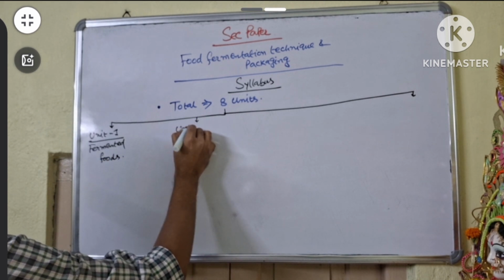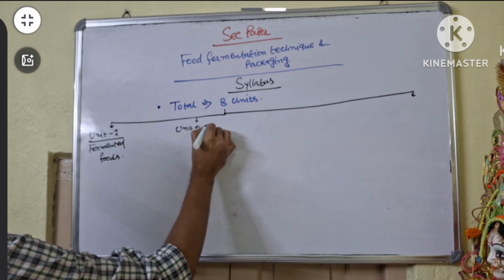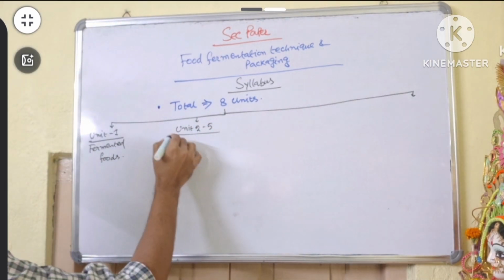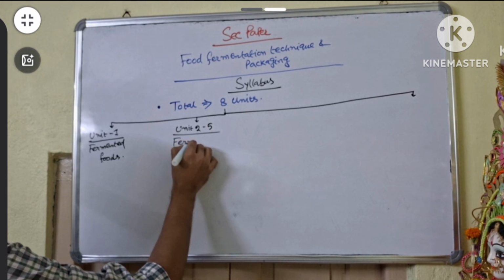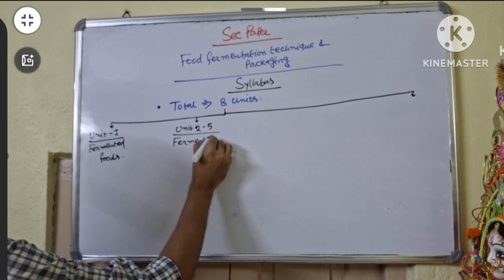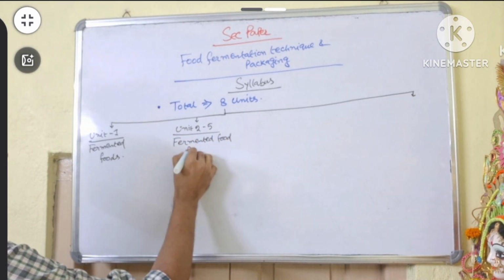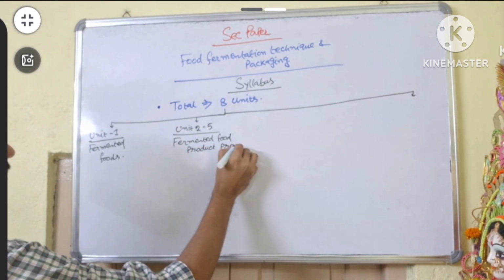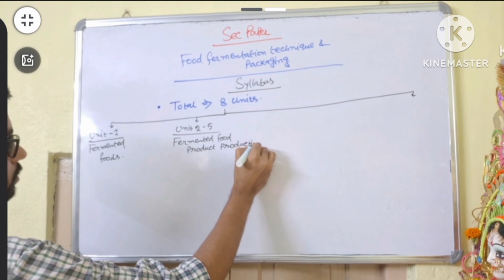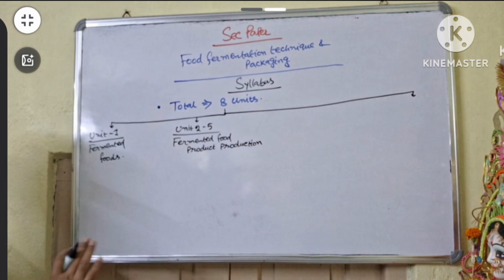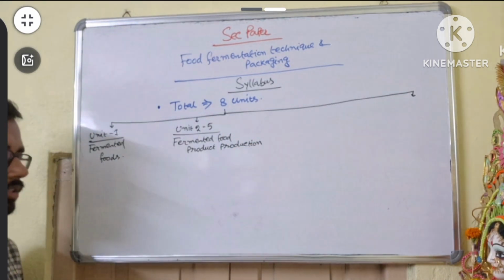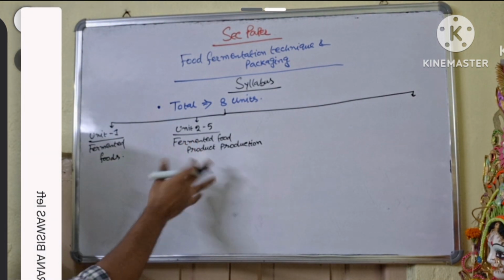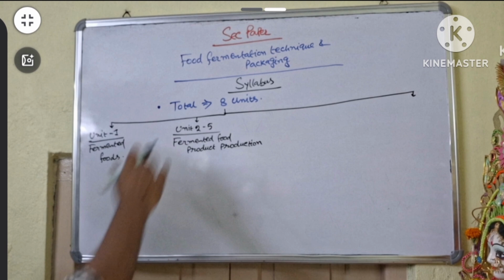Units 2 to 5 all deal with fermented food product production. We have milk as a food product for fermentation, cereal based, grain based, etc., from units 2 to 5.